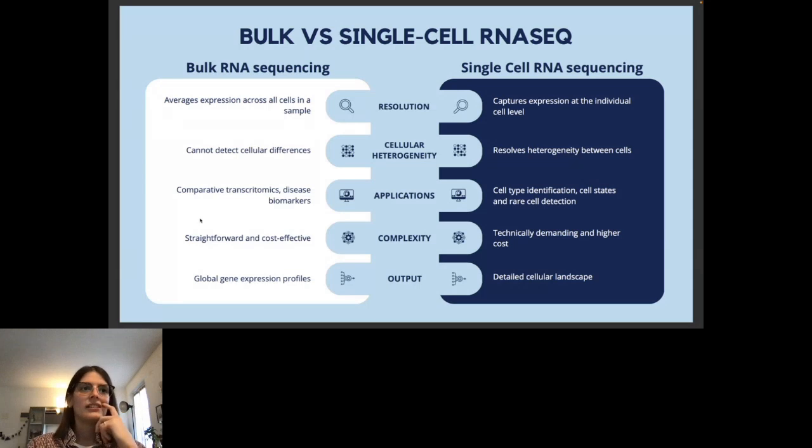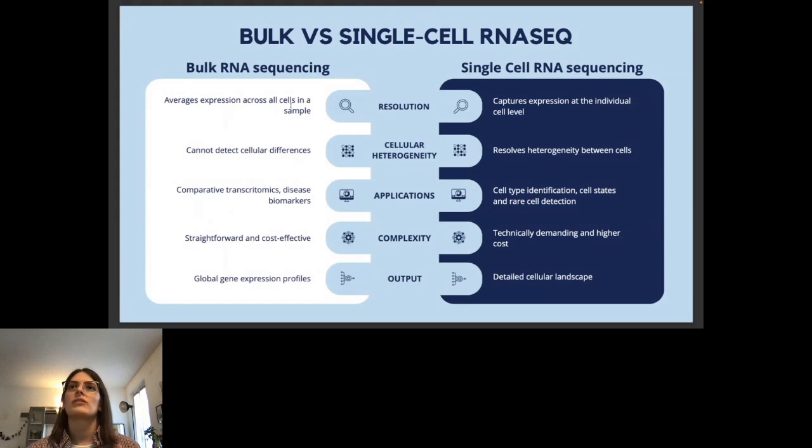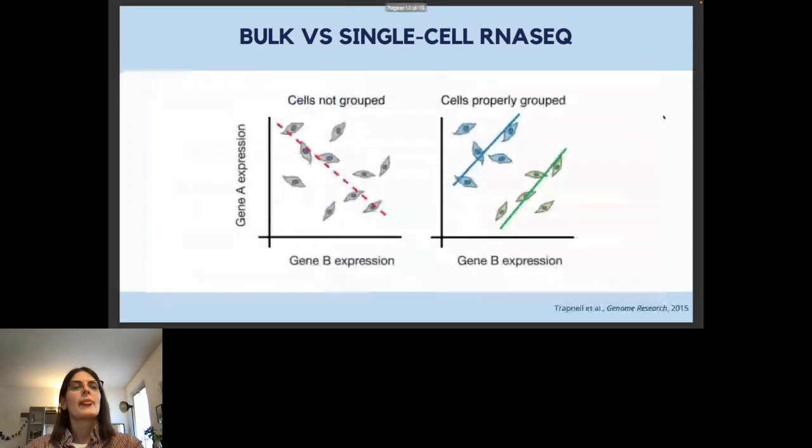Then what about the output? With bulk RNA-seq, we get a global gene expression profile. We can do, for example, pathway analysis and stuff like this. Whereas for single cell, we have this information for each cell and for each cell type. Okay. So here I reported a graph just to explain better what it means that we have average expression and when we have expression at individual cell level.